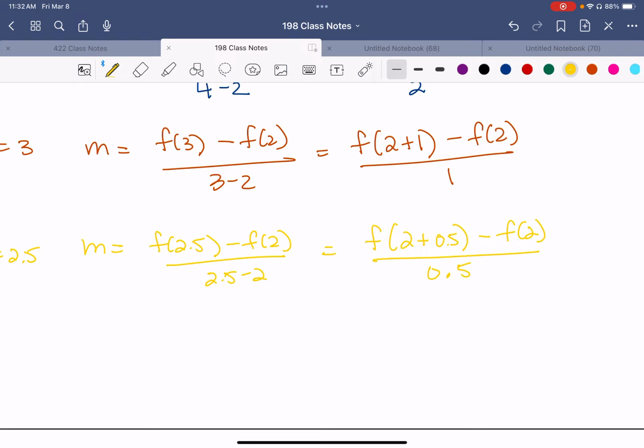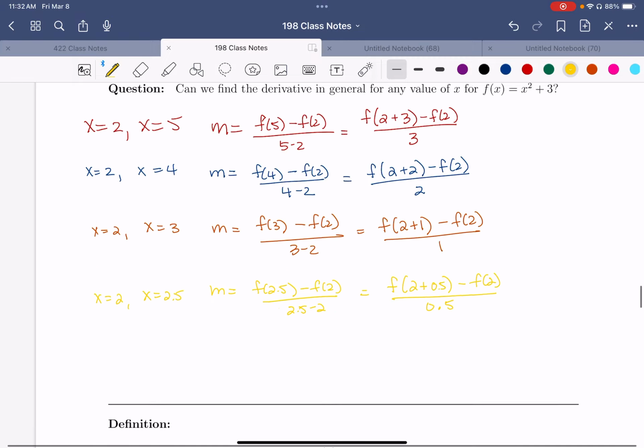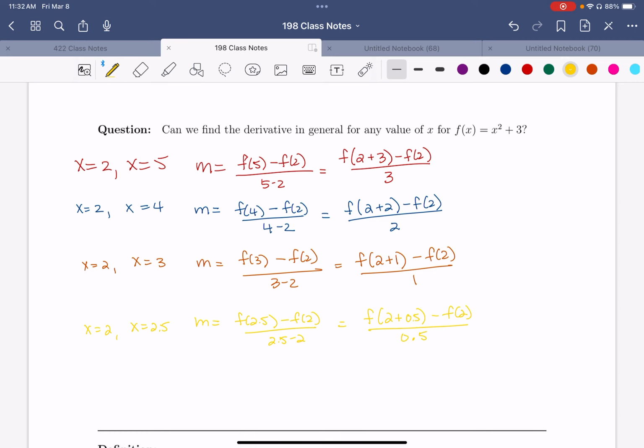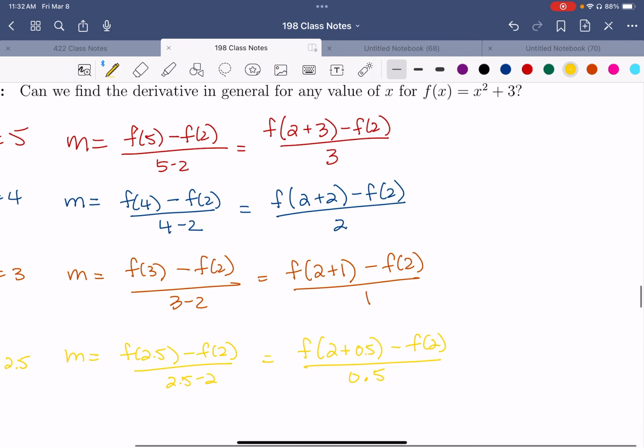And you may be saying, well, this seems like a really weird way to go about this. And it might be. But what I'm doing is trying to generalize for the 2. So before, we said, let's let our 2 be the x, and let our x, or our a, be the point of focus.